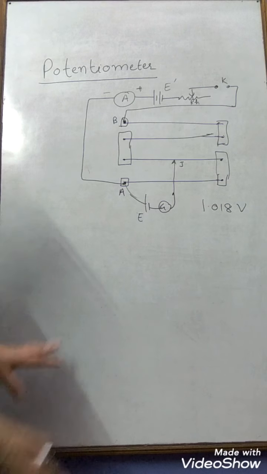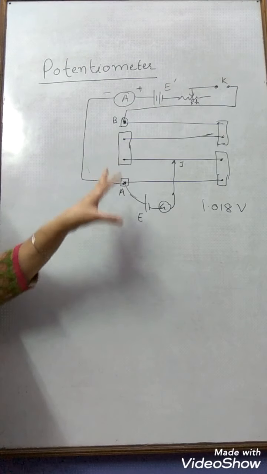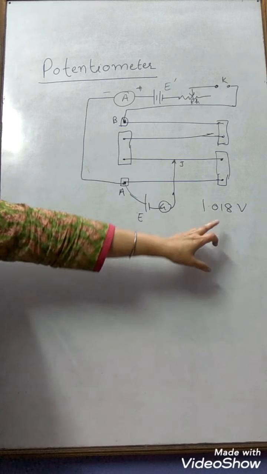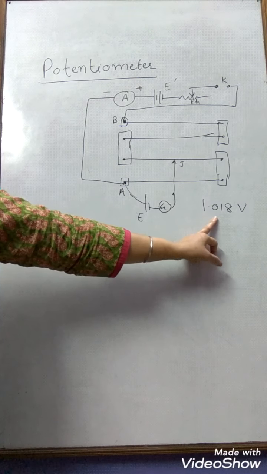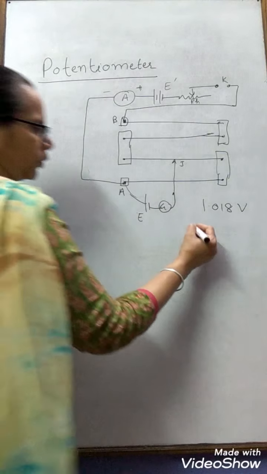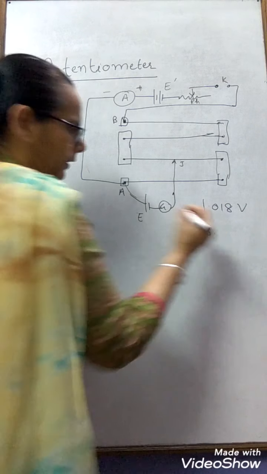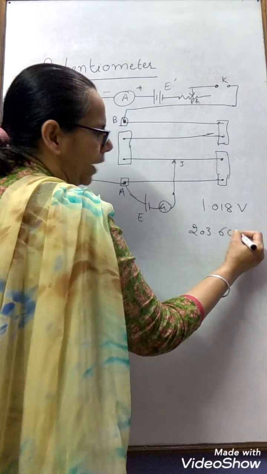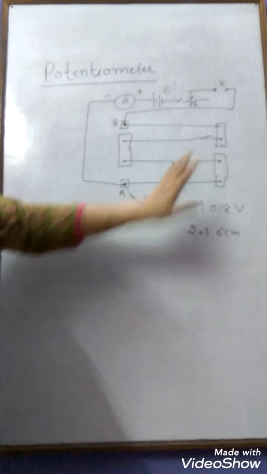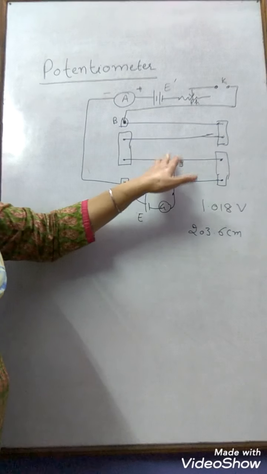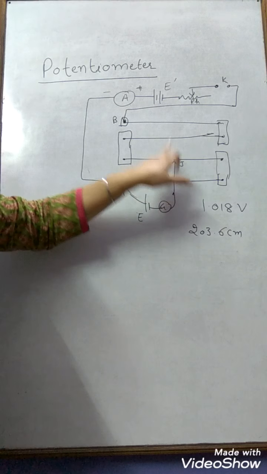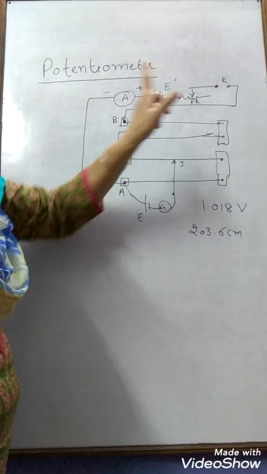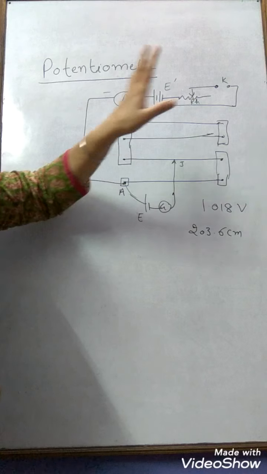Then first of all we give the setup according to this circuit, put the standard cell here whose EMF is 1.018 volt. Now the jockey is put at 203.6 centimeter wire, 6 centimeter point. Here we place the jockey at 203.6. In this case, to graduate the wire, first we change the current with the help of this rheostat.